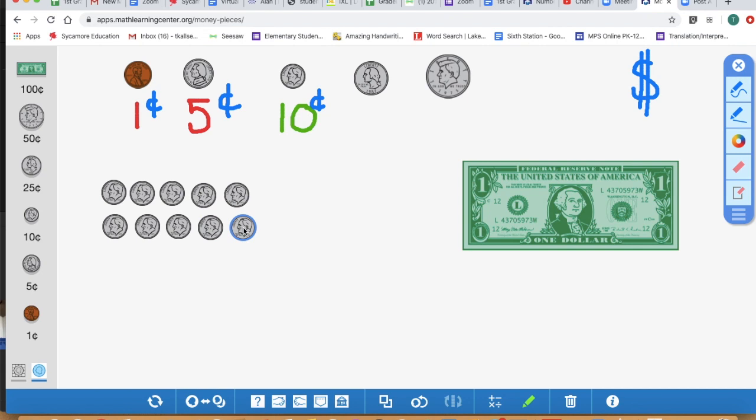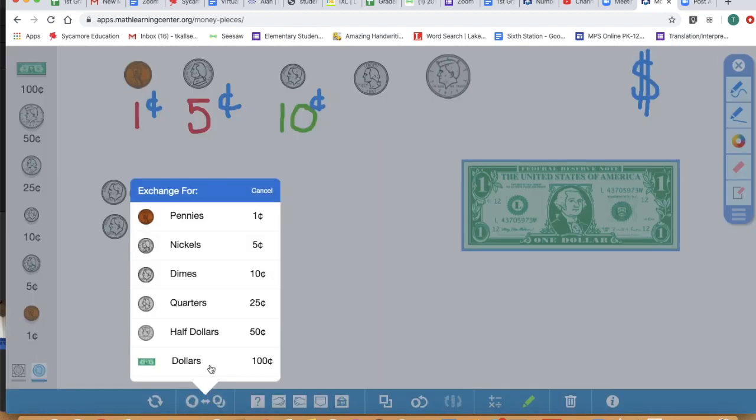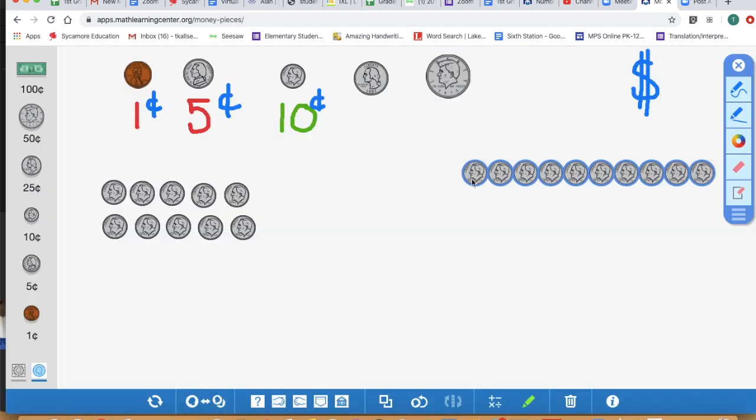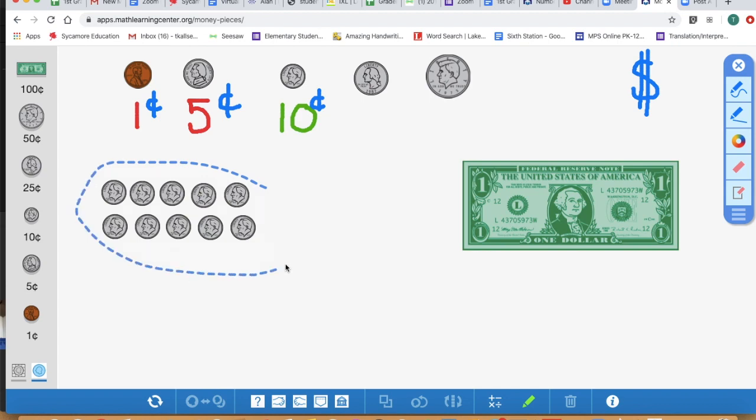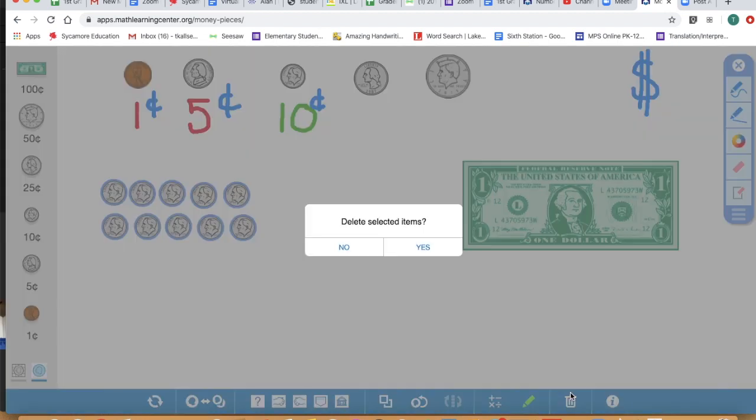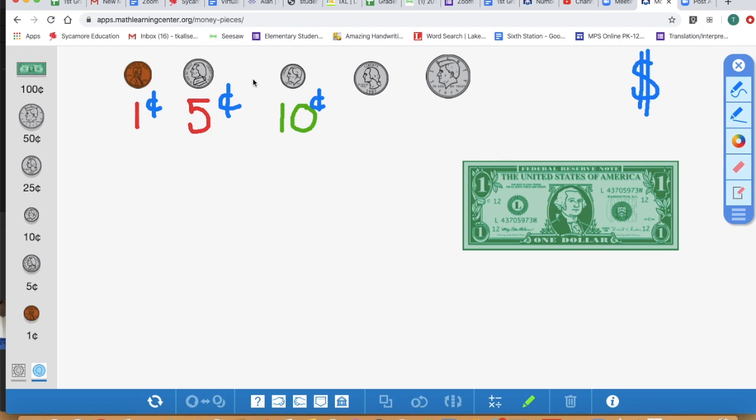How many dimes do I have? 1, 2, 3, 4, 5, 6, 7, 8, 9, 10. Now if I come over to my dollar and I convert it to dimes, how many dimes do I have? 1, 2, 3, 4, 5, 6, 7, 8, 9, 10. I have 10 dimes. 10 dimes equals a dollar. So if I get rid of these, those are my dimes. So I have pennies, nickels, and dimes.